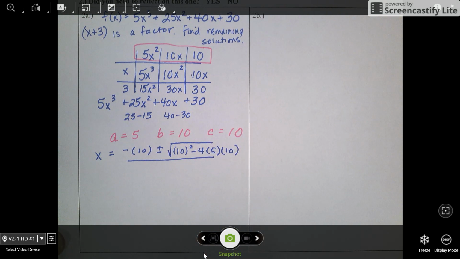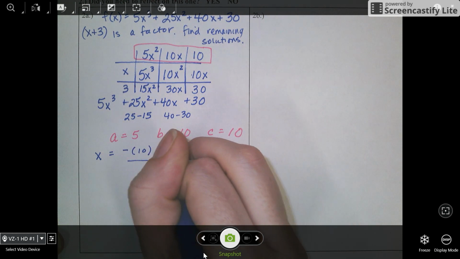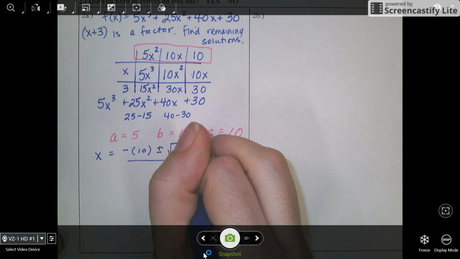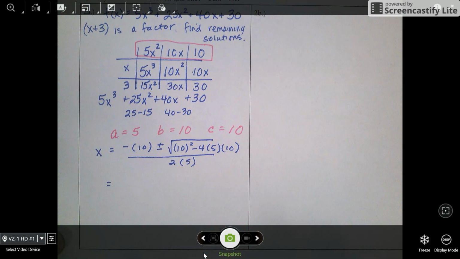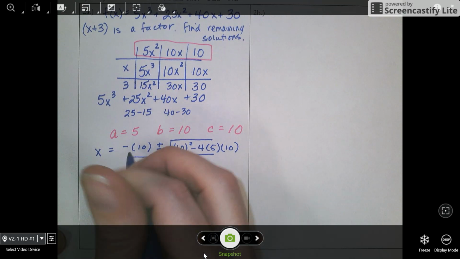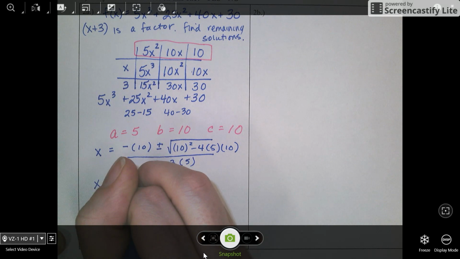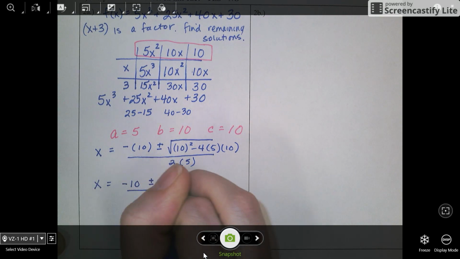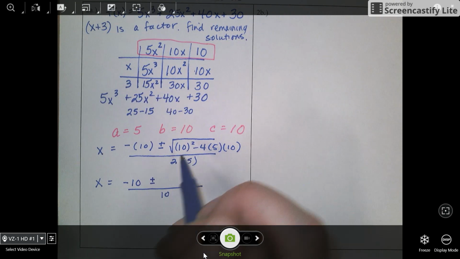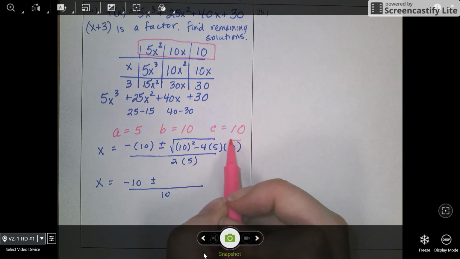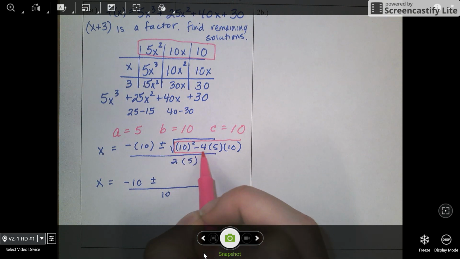So you're probably noticing at this point that this problem takes a lot of work. You could not have gotten the answer to this problem without doing all of this work. Okay, and then on the bottom, I'm going to multiply 2 times a, which is 5. Okay, so I'm going to simplify on the next line. I've got negative 10 plus and minus. I like to set all this up. This gives me 10 on the bottom. And I'm just going to put this part in my calculator. Just this part.